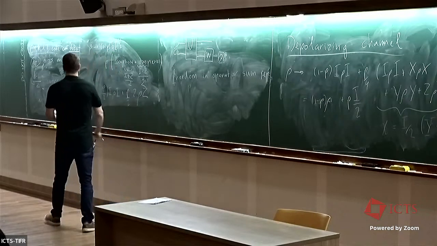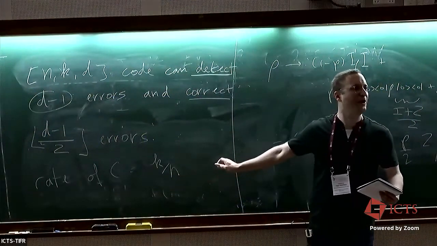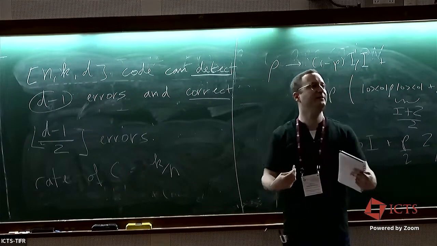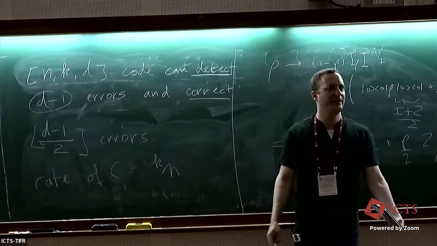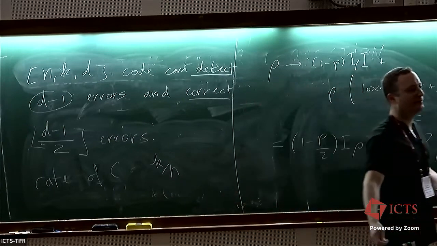And by the way, the rate of the code is a very important concept. This equals K over N. This is the overhead. This is the 1/1000 that we saw in the beginning. How many physical qubits do you need for 1 logical qubit? And so this is something that we really want to optimize when designing quantum error correcting codes.